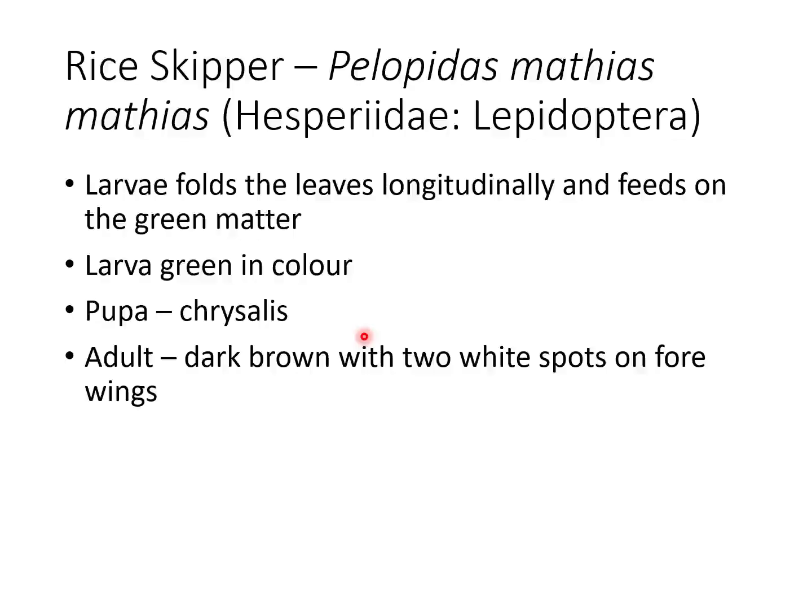Coming to the next minor pest, that is rice skipper Pelopidas mathias. This is a lepidopteran insect, but this is not at all serious. This is minor. We commonly observe this insect in the rice field, but this doesn't cause much damage to the crop. This larva folds the leaves longitudinally and feeds on the green matter. This is a leaf folder.